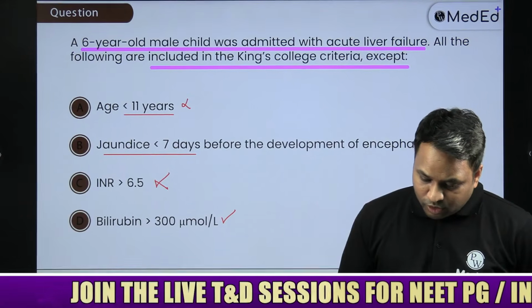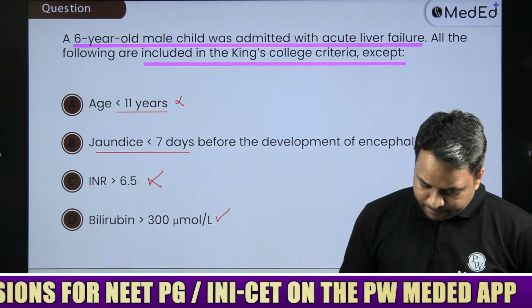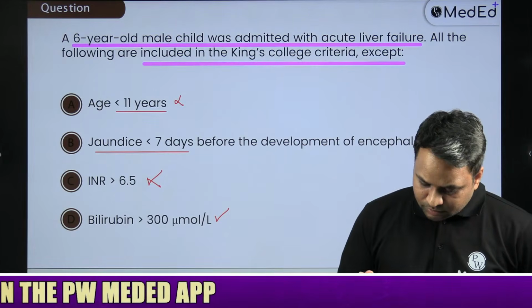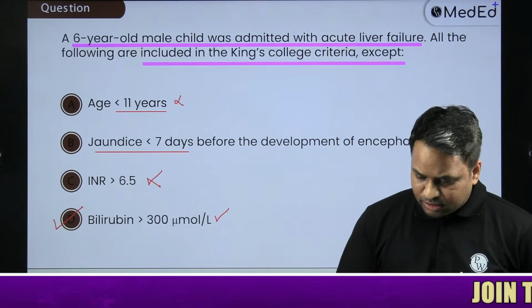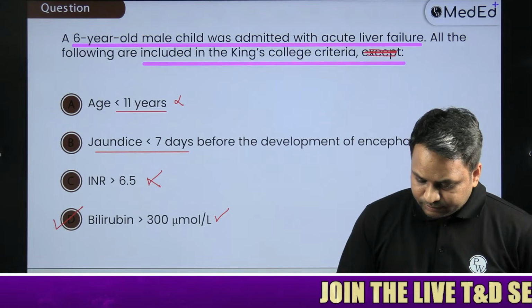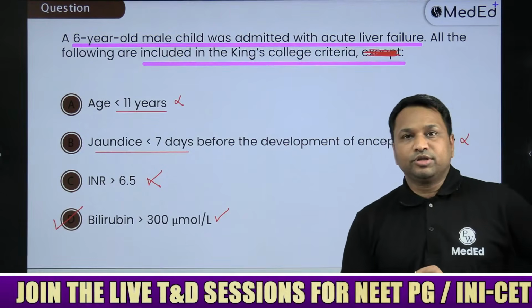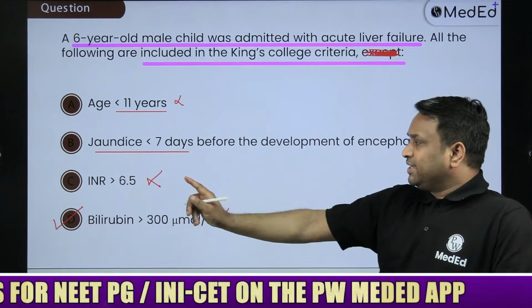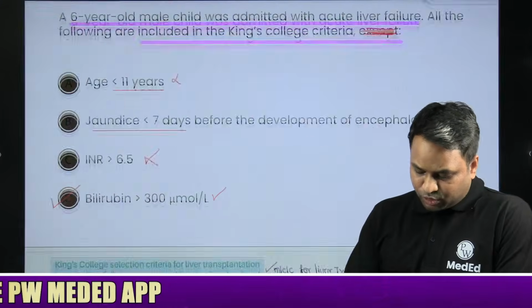Which of all of the following is included in King's College criteria except? I think the answer is which is not the criteria, just remove the except. Okay. The answer here is going to be bilirubin of more than 300 because rest all of them are correct: age should be less than 10, jaundice should be more than 7 days, INR should be more than 3.5. Chalo.